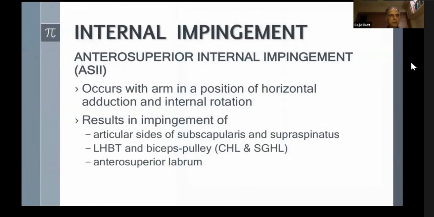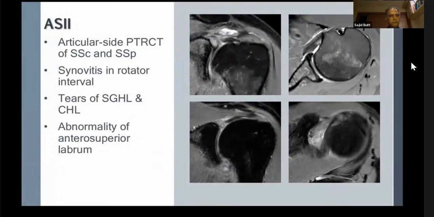And the reverse of that would be the anterosuperior internal impingement. This happens with arm in a position of horizontal adduction and internal rotation, would result in impingement of the articular sides of the subscapularis and supraspinatus. You can get to see injuries of the biceps tendon and the biceps pulley and of the anterosuperior labrum. So here are the examples. You see more problems present to the front with lots of fluid present here, labral problems, significant degree of edema in the rotator interval.